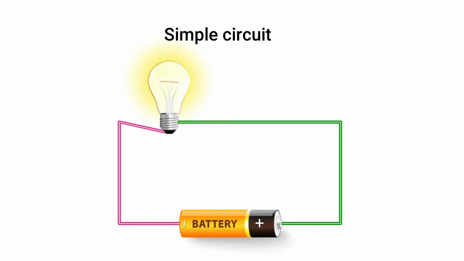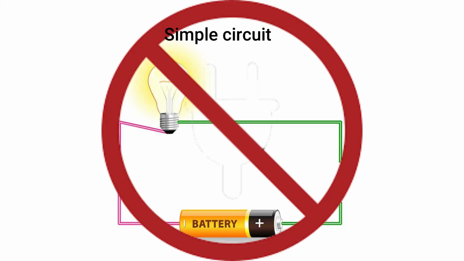Another thing you need to know about this circuit is that it only works if it is closed. If there is a break anywhere in the circuit, like if a wire is broken, then the circuit would not be complete and the light would no longer light up.